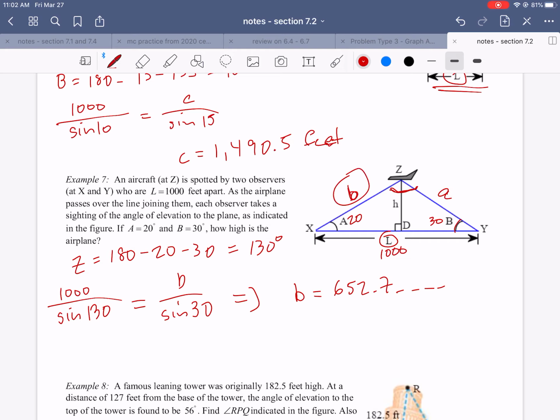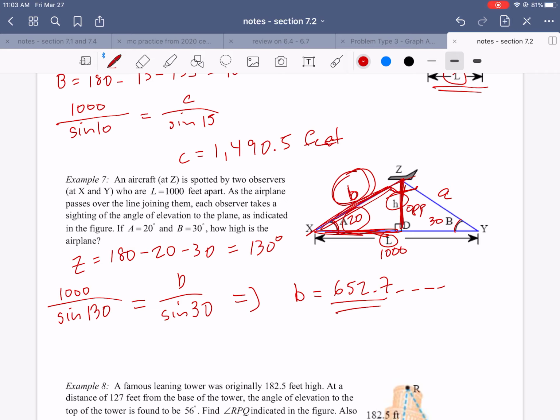And so now, if you look at just this left-hand triangle here, just this triangle on the left, here's what we know. We know that this angle is 20. We know what this side is. We know that it's 652.7, and we're trying to find the height, which from this angle of 20 is the opposite side of that angle 20.